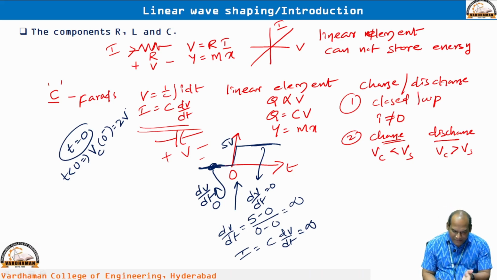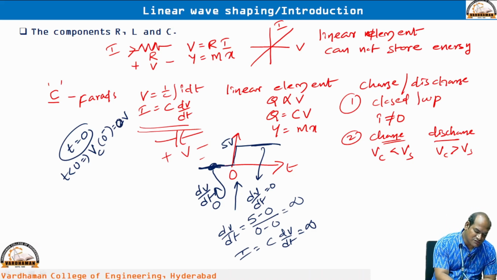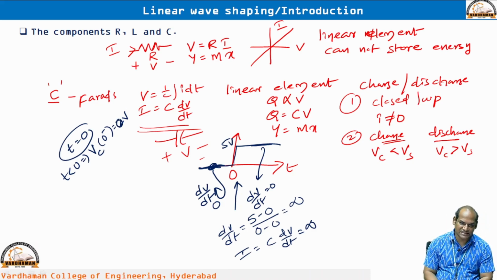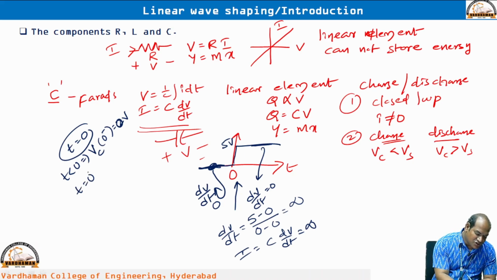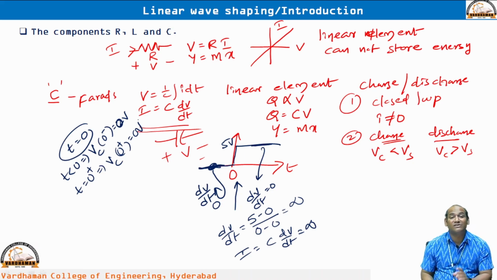In this particular case we have 0 volts, for example. Before t is equal to 0, 0 volts is there across the capacitor. At t is equal to 0, you have suddenly applied 5 volts. Even though you apply 5 volts suddenly at t is equal to 0, at t is equal to 0 plus, that means after t is equal to 0, the voltage across the capacitor will be equal to 0 volts only. It will not take 5 volts. There is no change in the voltage across the capacitor at this discontinuity. The same amount of voltage is maintained by the capacitor before and after the discontinuity.